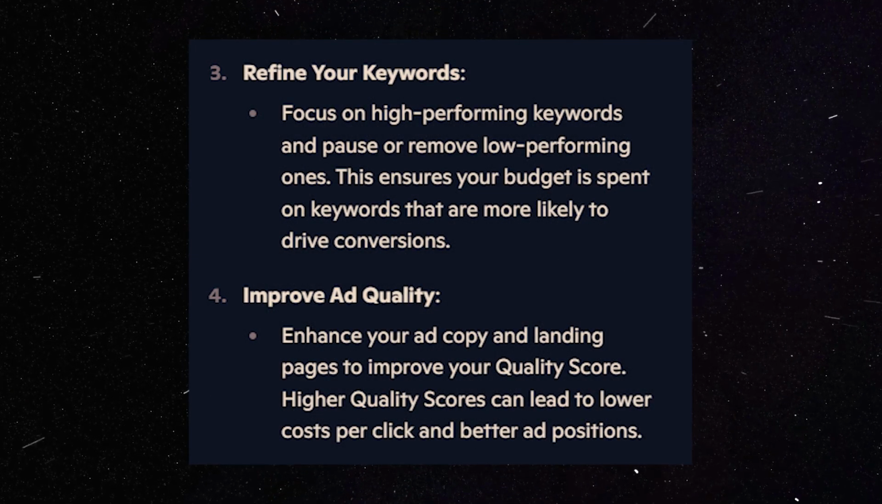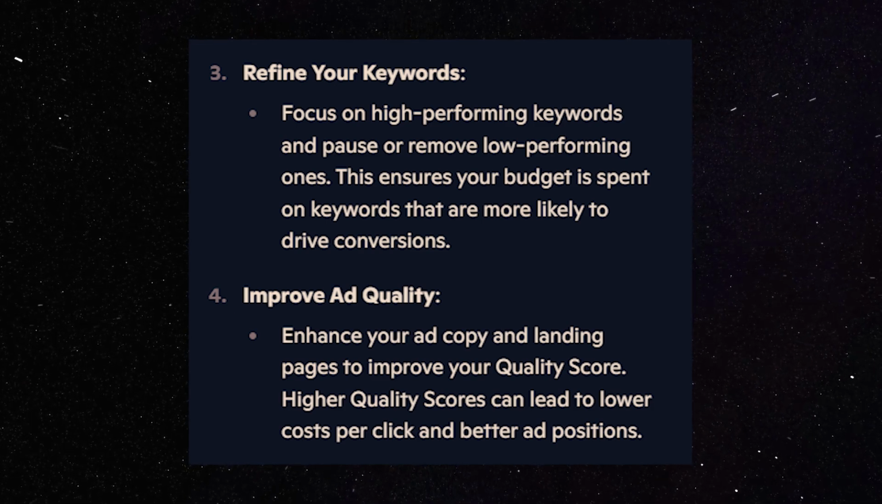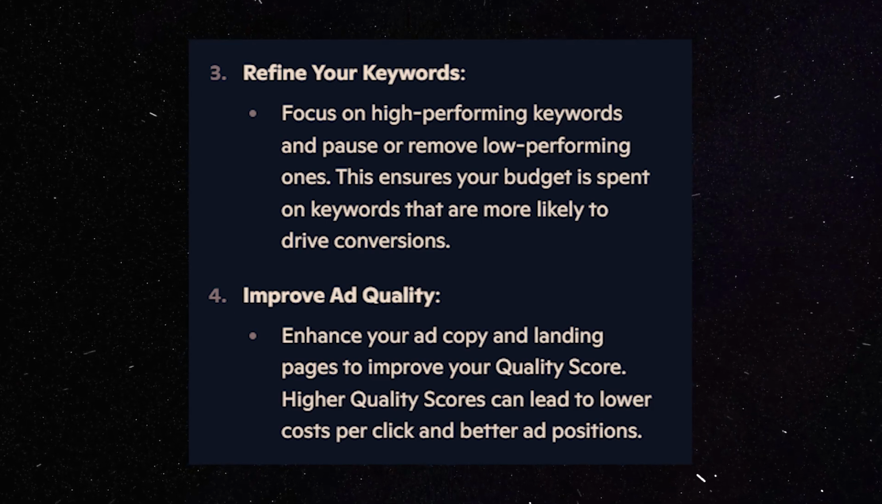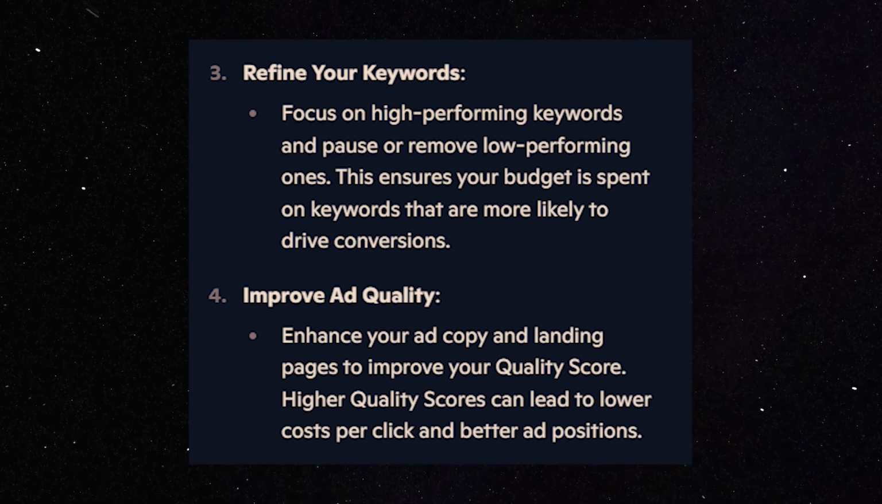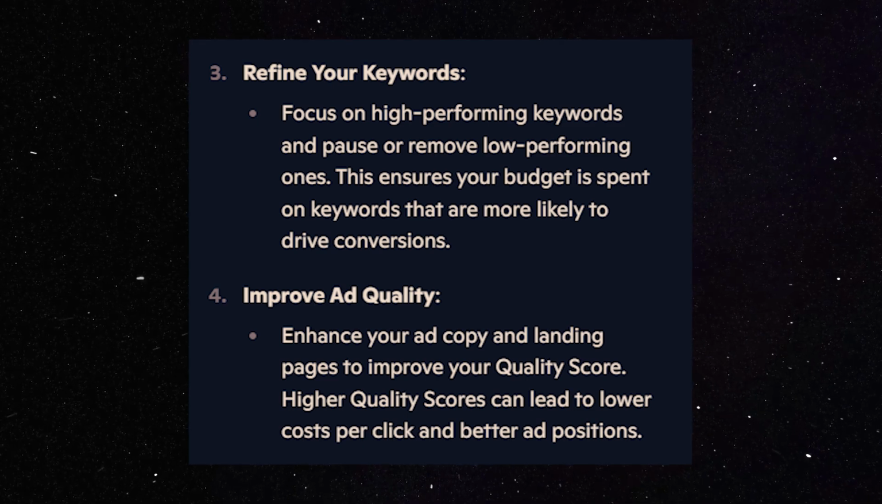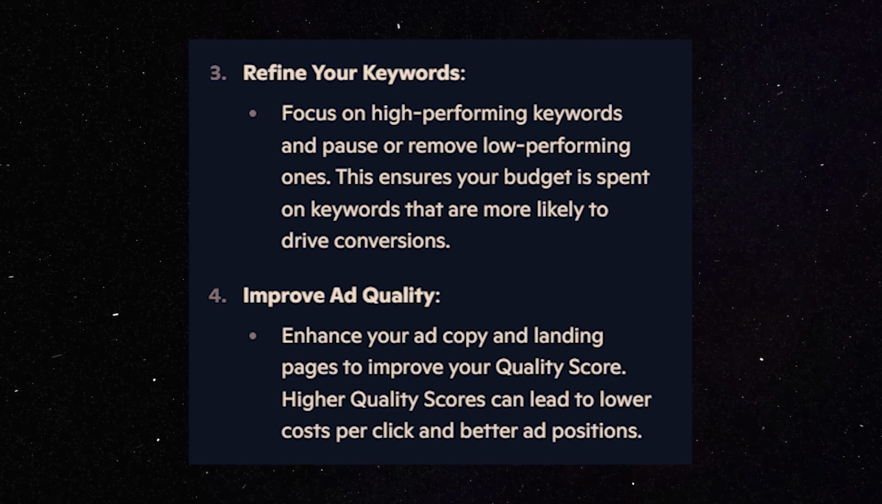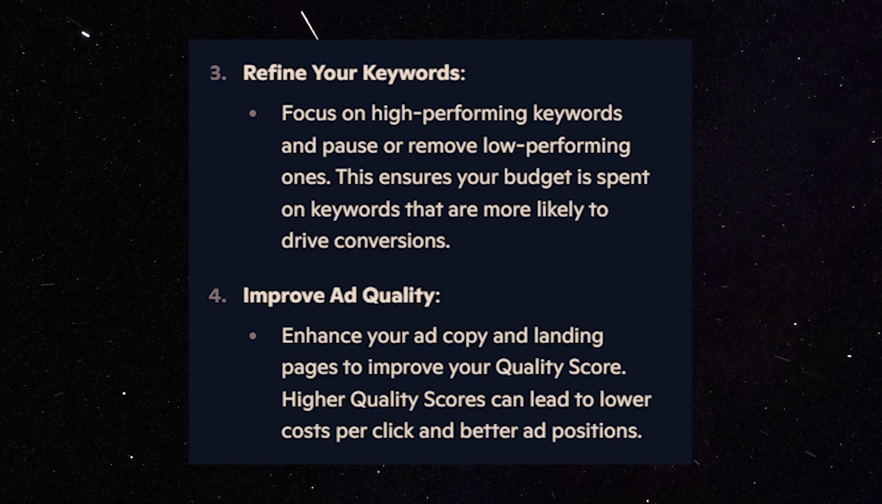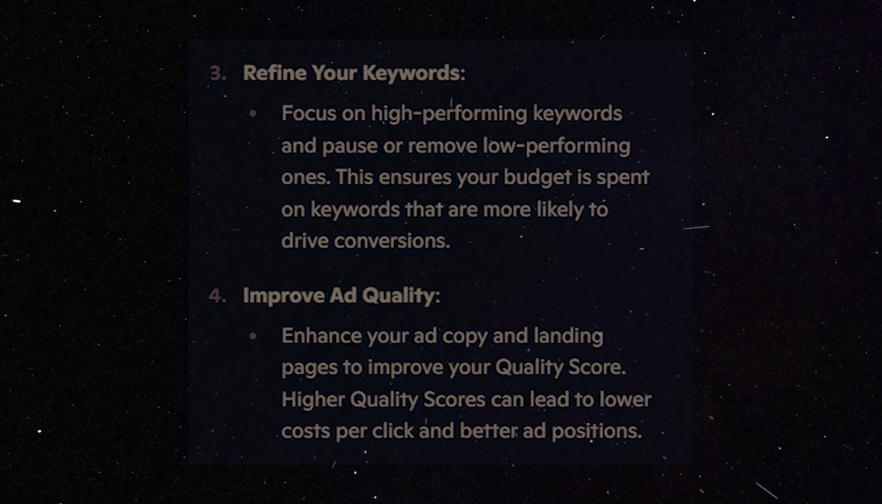Focus on high-performing keywords and pause or remove low-performing ones. This ensures your budget is spent on keywords that are most likely to drive conversions. Enhance your ad copy and landing pages to improve your quality score. Higher quality scores can lead to lower costs per click and better ad positions.